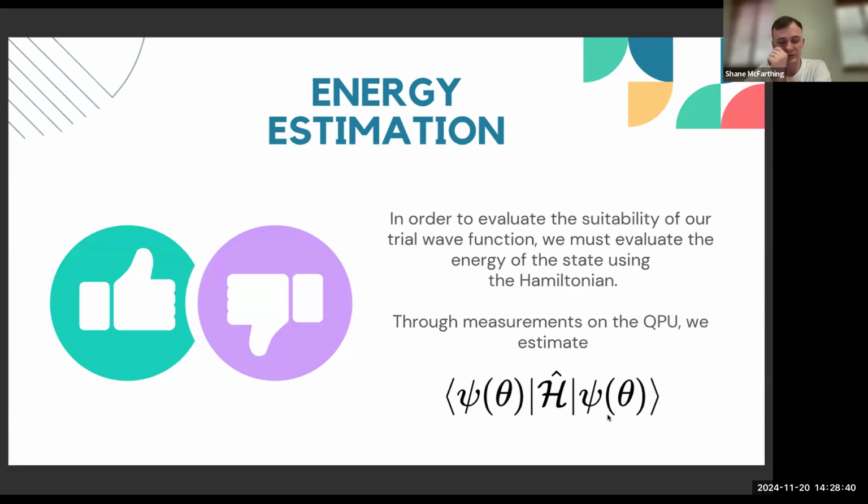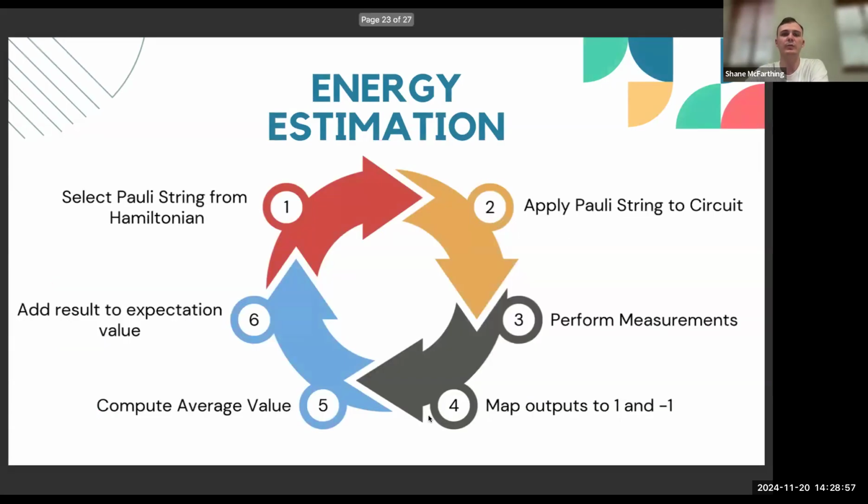And the energy is represented as this expectation value of the Hamiltonian with respect to the state. And as I mentioned earlier, because VQE is a variational method, this expectation value is lower bounded by the true energy of the ground state. So in order to perform the energy estimation, we use a kind of cycle. Because our Hamiltonian is composed of a linear sum of Pauli strings, we have to do the same process for each Pauli string in the Hamiltonian.